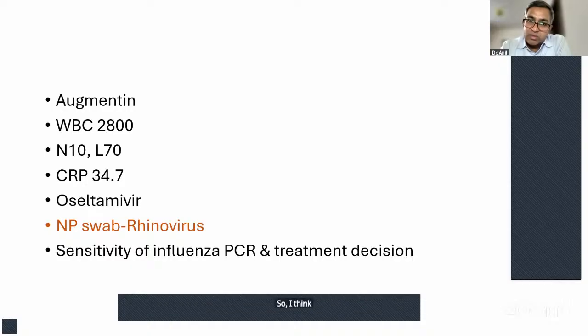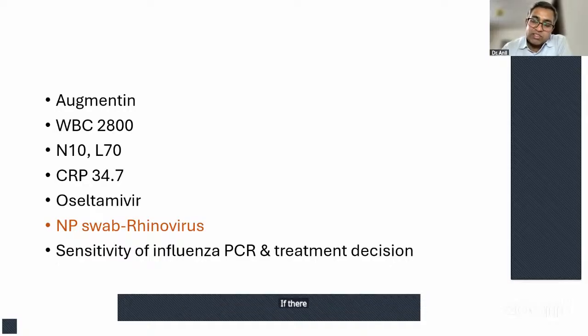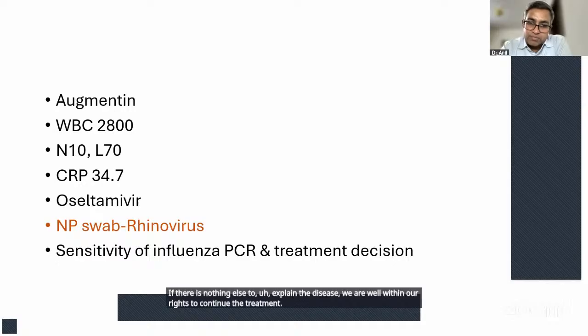So I think the other viruses also can be picked up. And it is the clinical syndrome which is important, as to how the child is doing clinically. That is more important. And if there is nothing else to explain the disease, we are well within our rights to continue the treatment. Thank you.